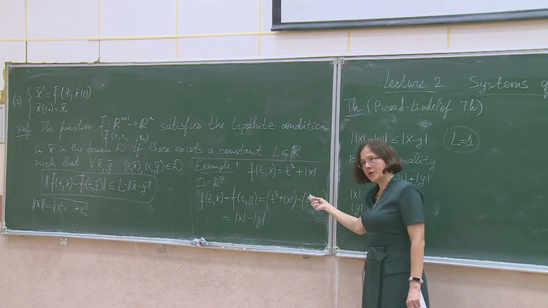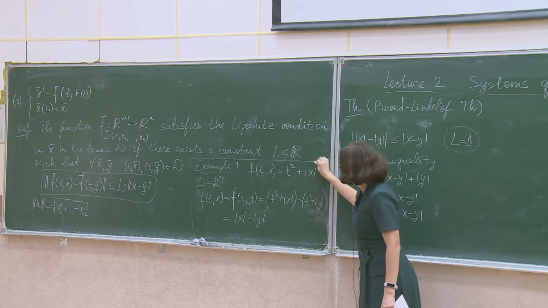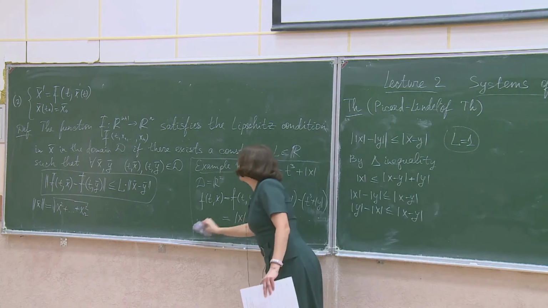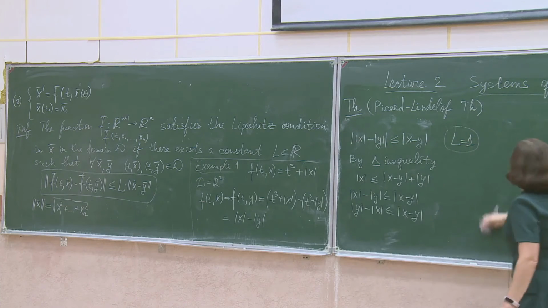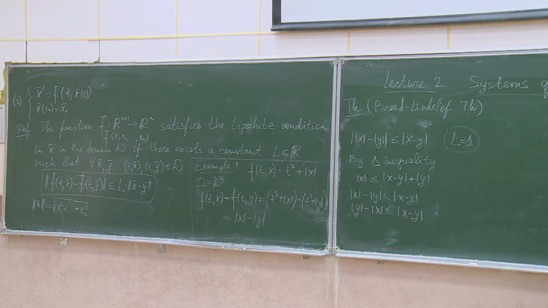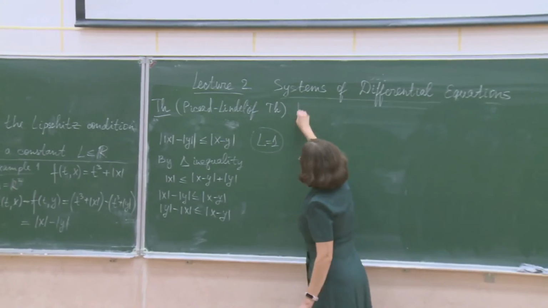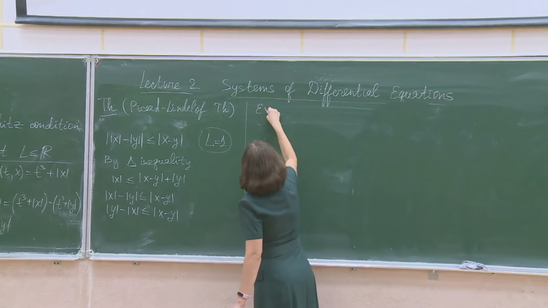However, this function is not differentiable in x, but it is Lipschitz. And in what follows, we will prove that any C1 function is locally Lipschitz. But now I will give an example of a function which is not Lipschitz. Example number 2.